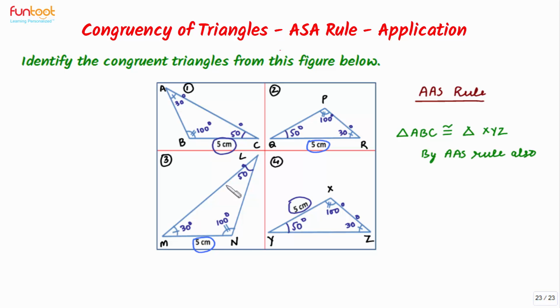Important point to remember here is ASA can be used in place of AAS. For doing this, first find the third angle using angle-sum property and then represent the corresponding sides as included sides. Blind use of AAS is not advisable. Before using AAS, we should confirm whether the side is corresponding or not.